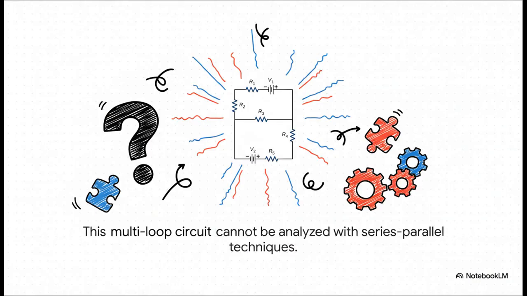Check this out. This is a classic multi-loop circuit. See those points where 3 or more wires meet? Those are called junctions. And if you try to simplify this thing, you're going to have a bad time pretty fast. For example, look at that middle resistor, R2. Is it in series with anything? Nope. Is it in parallel with anything? Not really. There's no way to boil this network down to a single equivalent resistance. Our old methods are stuck.